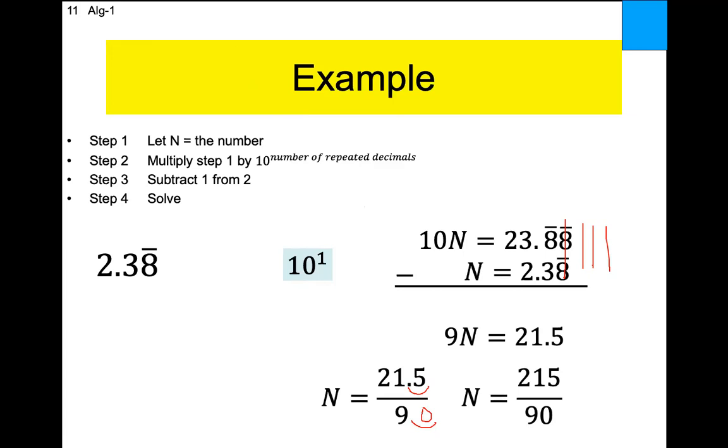I'll do the reducing for you real quick. I think 5 goes into both numbers. 5 goes into 90 18 times, and 5 goes into 215 43 times. If you take your calculator and divide 43 by 18, you will get 2.38, and the 8s repeat. You're like, no, I got a 9 on the end. Yeah, it's rounding for you.